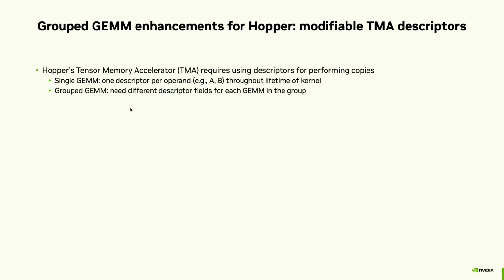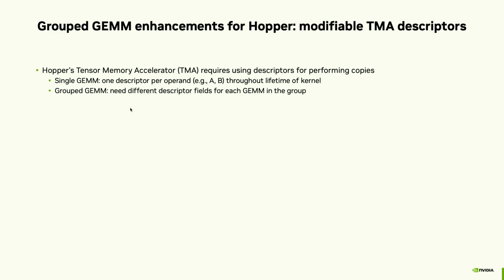Now, we've made a number of optimizations to group gem for Hopper. Here I want to describe just one of these features because it relates to a new feature within the CUDA toolkit. And this specifically relates to how we represent TMA descriptors in Hopper group gem. So recall that Hopper's Tensor Memory Accelerator, or TMA for short, requires making use of what are known as TMA descriptors when performing copies. These TMA descriptors encode useful information that's going to be needed for the copy, like the global address, global stride, etc.